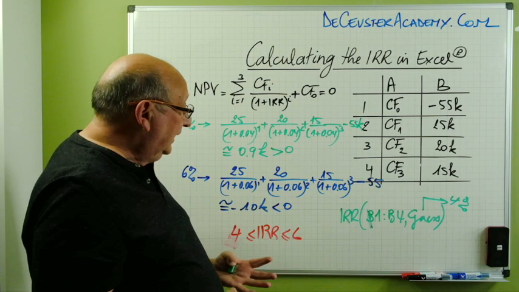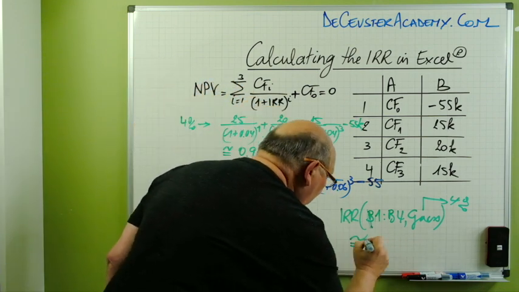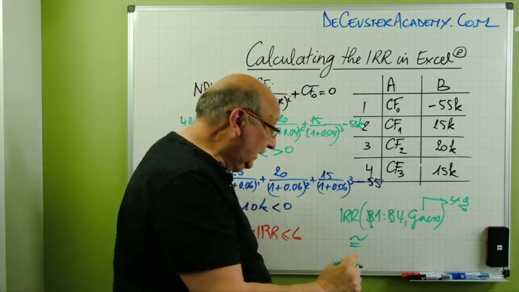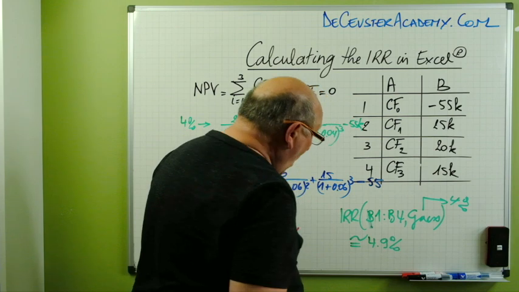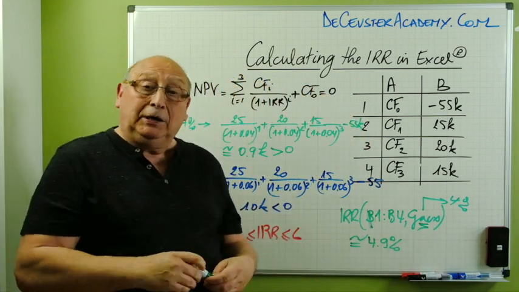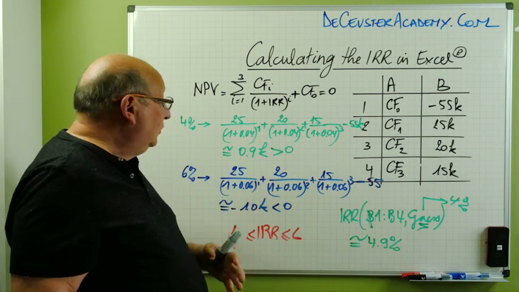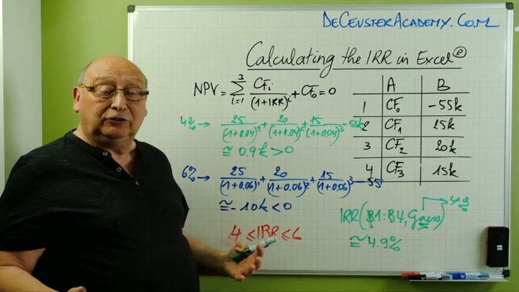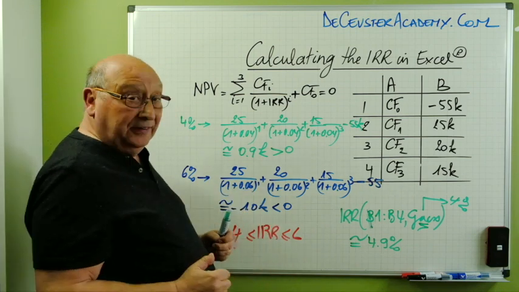And when we use this formula, we will see that the internal rate of return is approximately equal to 4.9%. We have a guess here. Well, we will look into some limitations or some rules that Excel is following when we calculate the internal rate of return. Let's have a look at that in the next part.